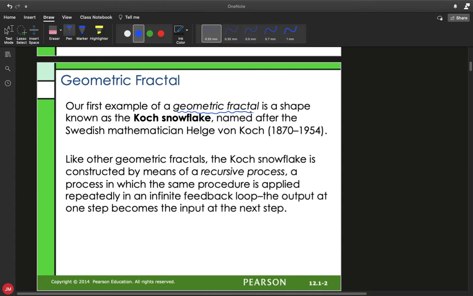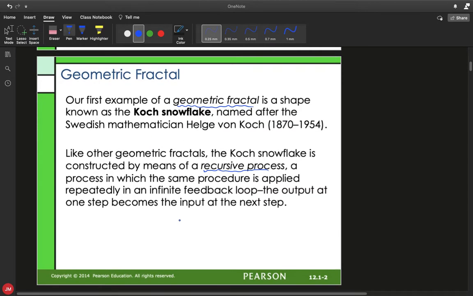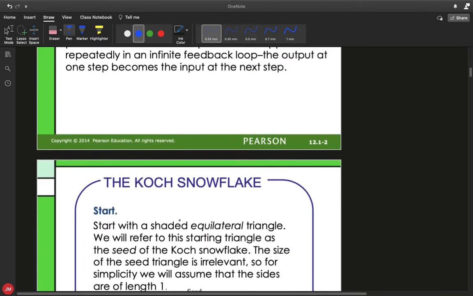Now, like those other geometric fractals that we're getting ready to study, the Koch snowflake was created by what's called a recursive process. Basically, a recursive process is just a process which is applied repeatedly in the same kind of loop. In other words, the output at one step becomes the input at the next, and you just continue to do that over and over again, just like we continue to create this shape over and over again.